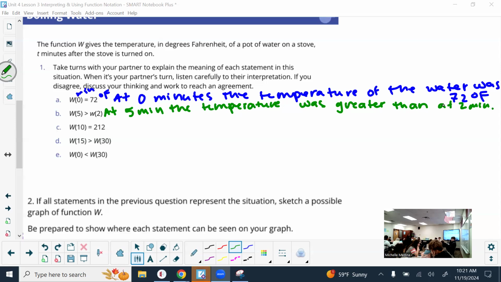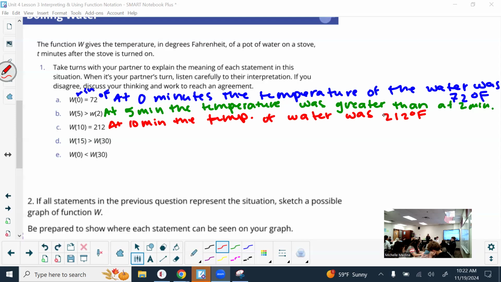Table 8, what about when it says W of 10 equals 212? Okay, good. So at 10 minutes, and I'm going to abbreviate, the temperature of the water was 212 degrees Fahrenheit. Do you guys know what that means? Anyone know what 212 means? It's a temperature of water. Good, that is the boiling point of water. Good. Put that in parentheses. That's when the water started boiling after 10 minutes.